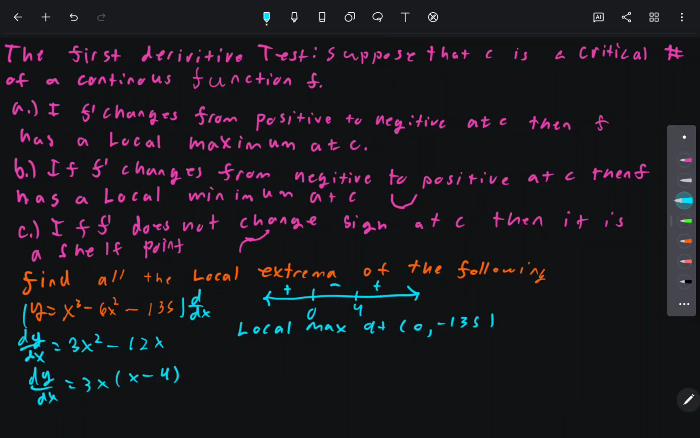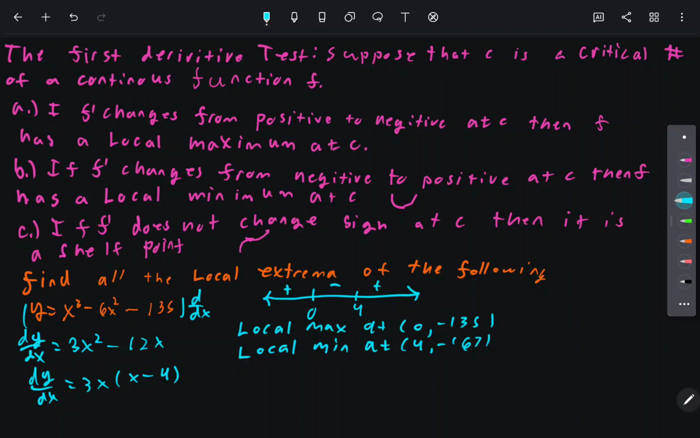Now, if we look at this other critical point, 4, we see it goes from decreasing to increasing, or f prime goes from negative to positive at x equals 4, so there must be a minimum at x equals 4. So there must be a local min at 4. And then we have to plug 4 into our original function. 4 cubed is 64. Give me one moment to compute the math on that. And we get a value of -167. Alright, and now we found our local min and our local max.